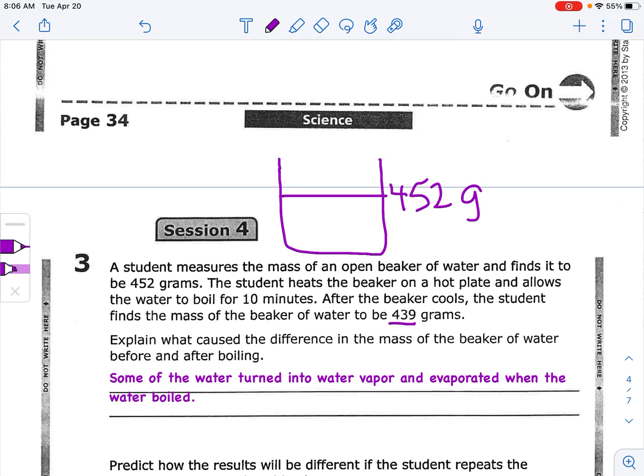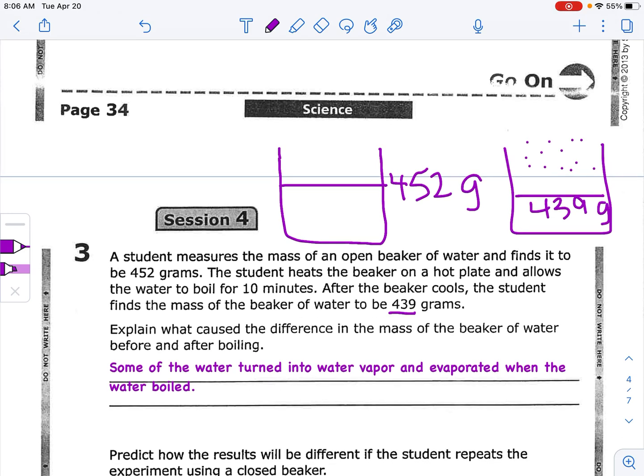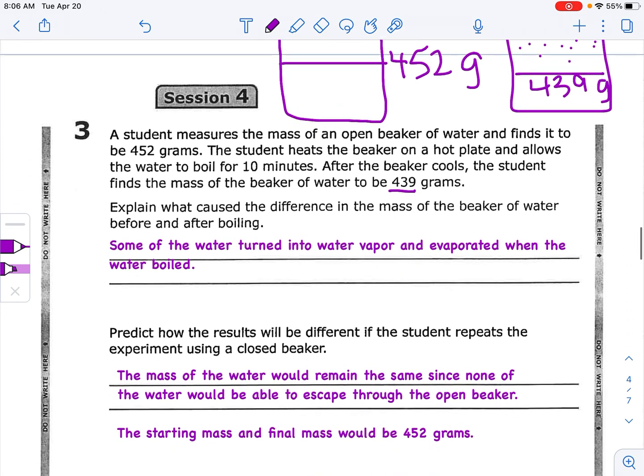All right, so after we have had a time to boil and we have all of this water vapor occurring, now it is 439 grams. Should probably have that a little bit lower, right? And it's asking, well, why? Some of the water turned into water vapor and evaporated when the water boiled. So it just went out into the room, out into the atmosphere.